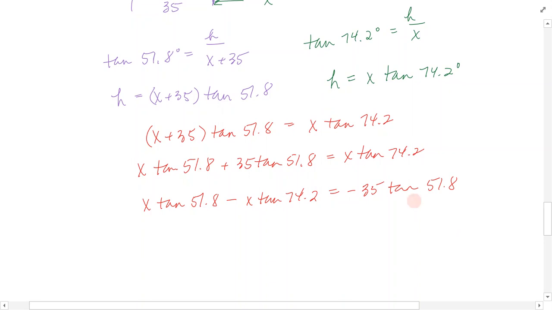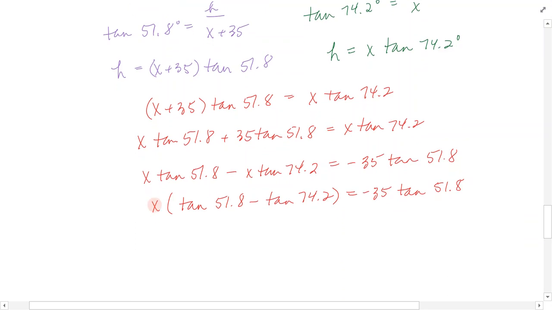Here we have a lot of tangents, but that's okay. Notice that on the left-hand side, I've got x times some number minus x times a different number. So I have a GCF, a common factor x, I can take out. So I have x factored out, leaving me with the tangent of 51.8 minus the tangent of 74.2 equals the right-hand side, negative 35 tan 51.8.